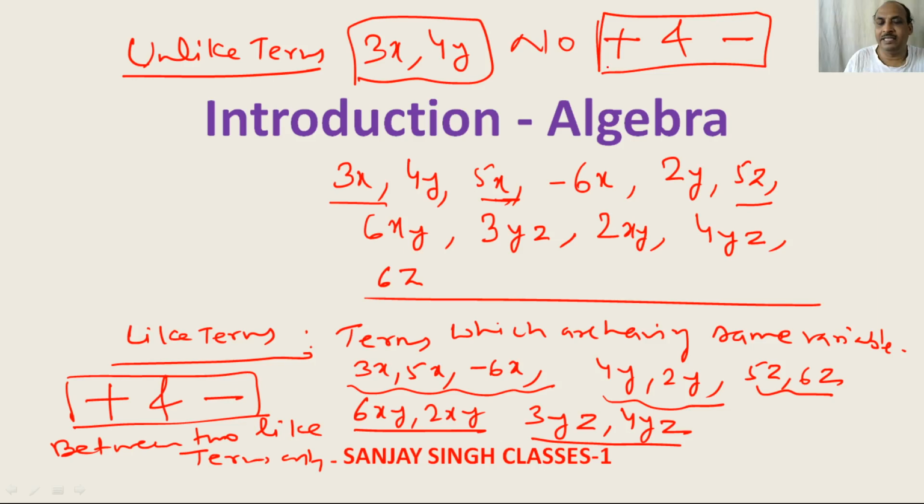For like terms only addition and subtraction. Multiplication and division are possible for unlike terms also. So here, multiplication and division are possible for unlike terms. But addition and subtraction compulsorily between two or more like terms only.